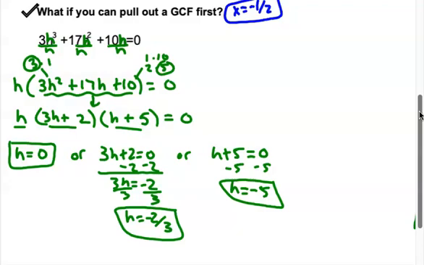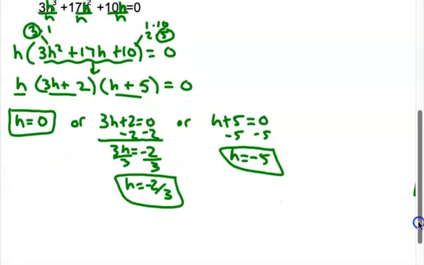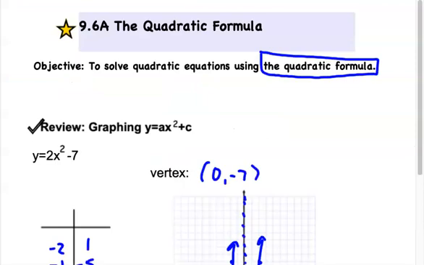So if you pull a GCF out first, just pay attention to whether you pulled a letter or a variable out as well. Because if you pull out a variable, usually h equals 0 is going to be one of those answers. And that should be it for today. Moving on into the next stuff for 9-6A.